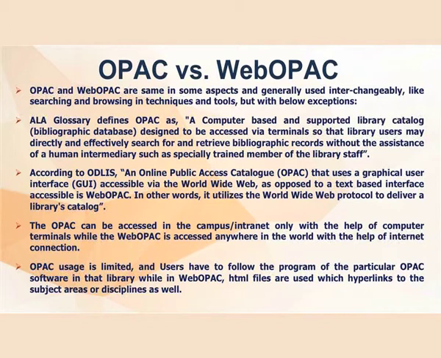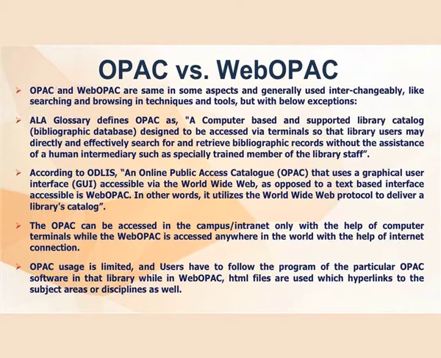Now, according to Oddlist, let us talk about the definition of WebOPAC. According to Oddlist, an online public access catalog that uses a graphic user interface, that is GUI, accessible via the World Wide Web as opposed to a text based interface, is WebOPAC. In other words, it utilizes the World Wide Web protocol to deliver a library's catalog. The OPAC can be accessed in the campus or intranet only, while the WebOPAC is accessed anywhere in the world with the help of internet connection.